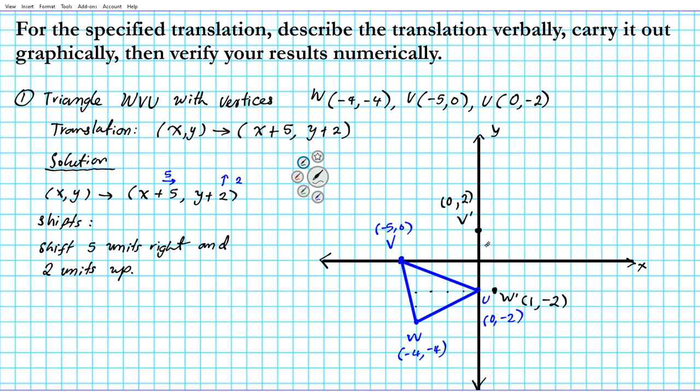All right, and then the last one is U. Let's shift that 5 to the right, 1, 2, 3, 4, 5, and then 2 units up, 1, 2, right there. Okay, and that's U prime. And as you can see, the coordinates are 5, 0. Okay, so let's go ahead and connect the dots for our final figure, the one that has been transformed. So there you have it right there.